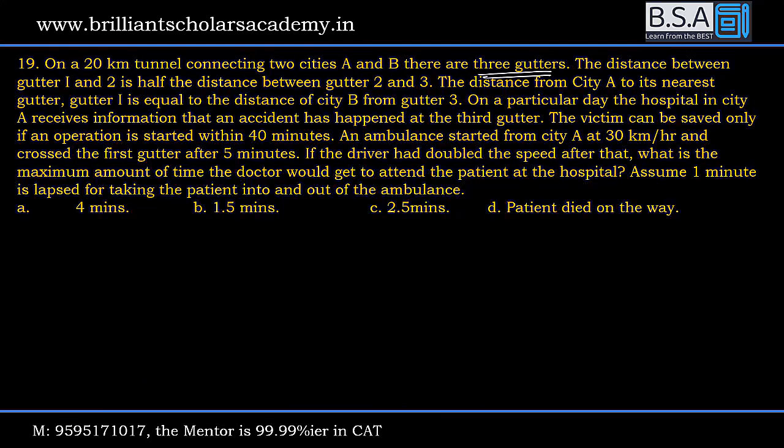hospital in city A receives information that an accident has happened at the third gutter. The victim can be saved only if the operation is started within 40 minutes. An ambulance started from city A at 30 kilometers per hour and crossed the first gutter after 5 minutes. If the driver doubled the speed after that, what is the maximum time the doctors would get to attend the patient at the hospital? Assume 1 minute is lapsed from taking the patient into and out of the ambulance.